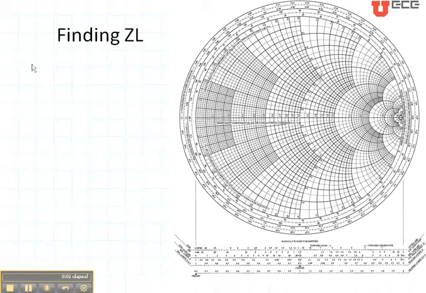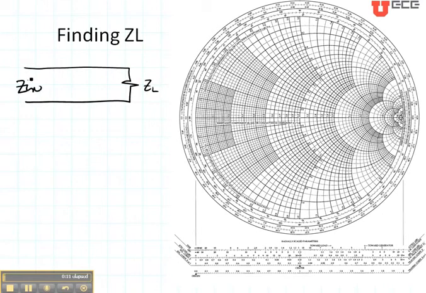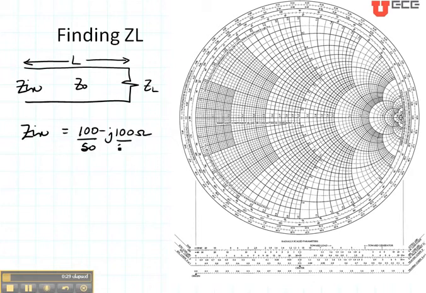Now let's consider another example where I would like to find the load impedance, and I know, perhaps I can measure the input impedance and the length of the line. I also have a characteristic impedance Z0. Let's say that I measure that Zin is 100 minus j100 ohms. My line is 50 ohms, so my Zin, when I normalize it, is 2 minus j2.